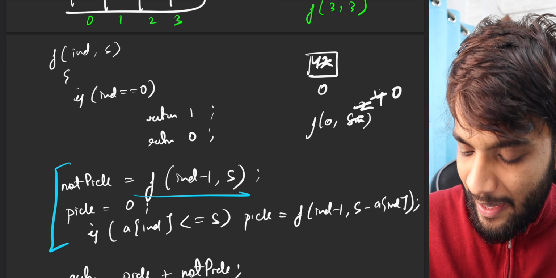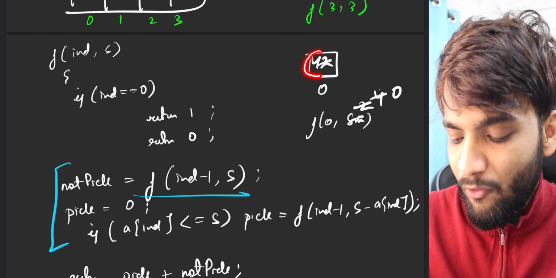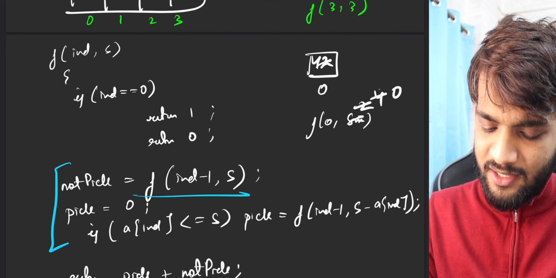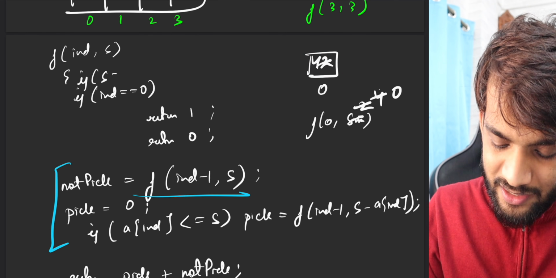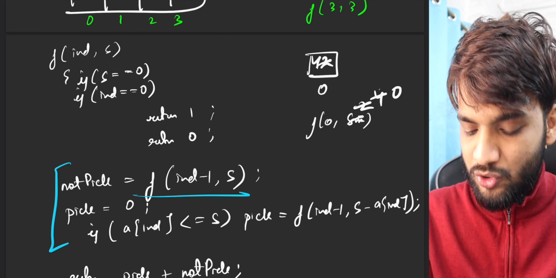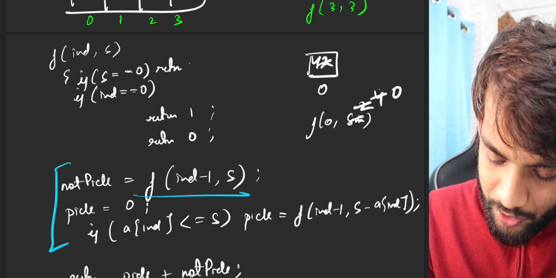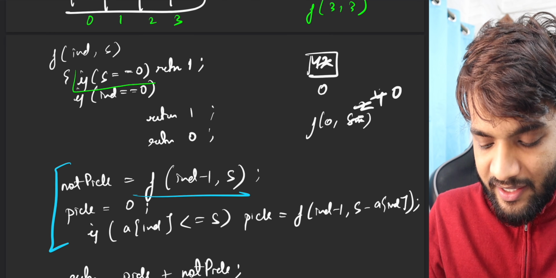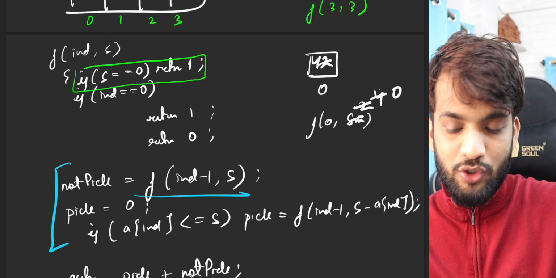Because I am having a 4 over here, and I'll say I'll not pick it. So probably you can write one more case: if at any moment sum becomes equal to 0, you can also return 1. So that's one more counting case that you will add, if at any index sum is equal to 0.